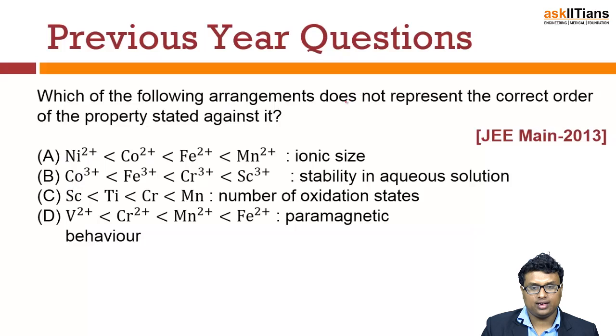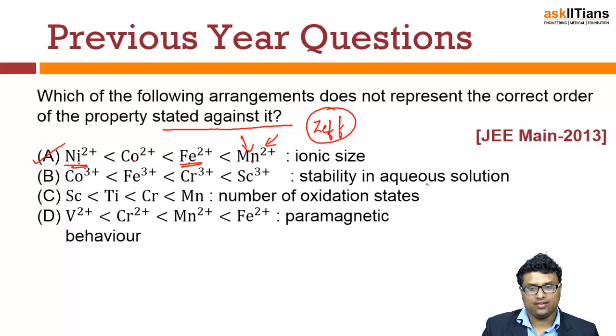So next, which of the following arrangements does not represent the correct order of the property stated against it? Ionic size: Mn2+ is greater than Fe2+, which is greater than Co2+ and Ni2+, right? So obviously now we have to consider the effective nuclear charge. You can see here the effective nuclear charge is higher for Mn2+. This is the correct one.